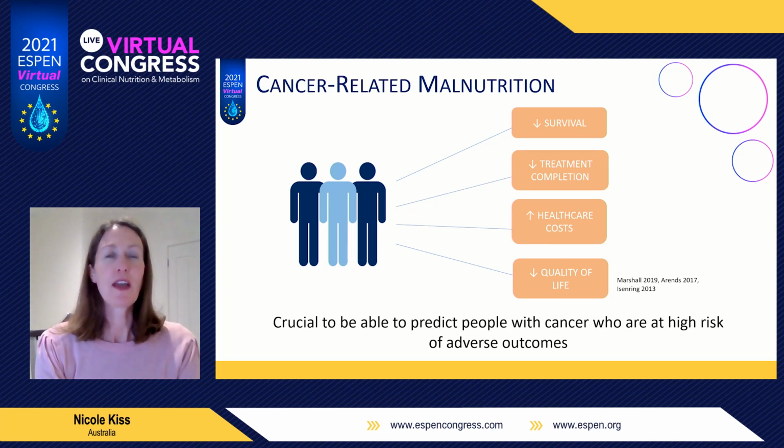Cancer-related malnutrition affects approximately 1 in 3 people with cancer, regardless of the type of cancer or type of treatment. We know that it is associated with severe adverse outcomes, including reduced survival, reduced treatment completion, higher healthcare costs, and poorer quality of life. This means it's crucial to be able to predict people with cancer who are at high risk of these adverse outcomes.